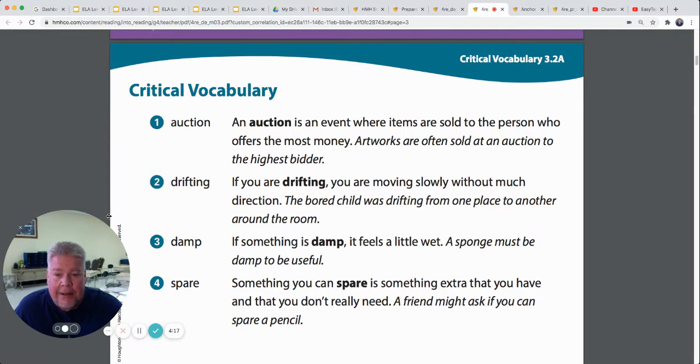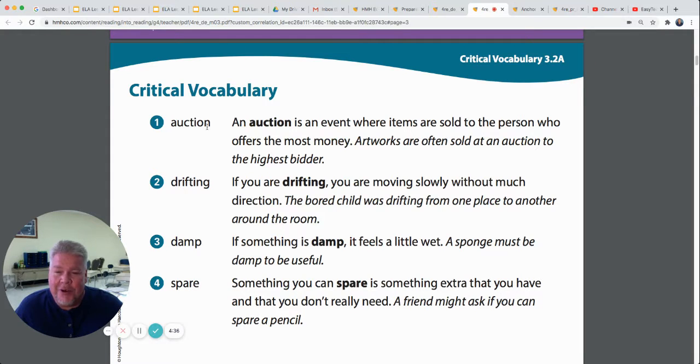So you need to listen and make sure you understand what these words mean. They're also in your book as we go through the story. They'll be in your book, and the definitions will be with them on each page. But let's take a look at them before we read the story today.